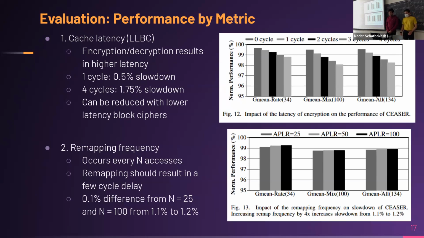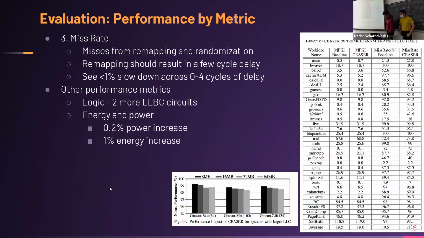So even between remapping every 25 intervals and remapping every 100 intervals, the difference is only 0.1%. So it goes from a 1.1% slowdown to 1.2% slowdown on average. So the results are really remarkable for this level of safety. You can see that in this graph, this table. And then the last metric, which is miss rate.